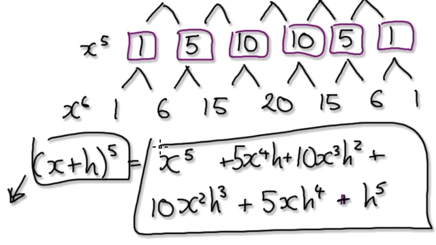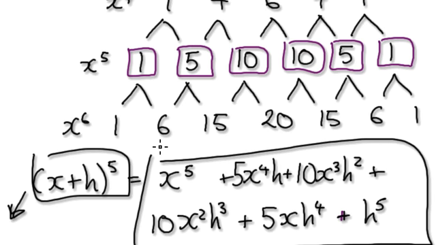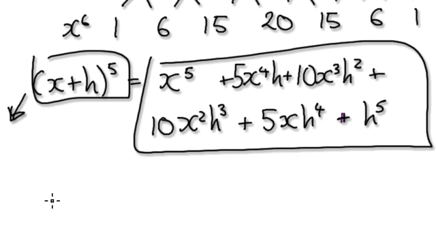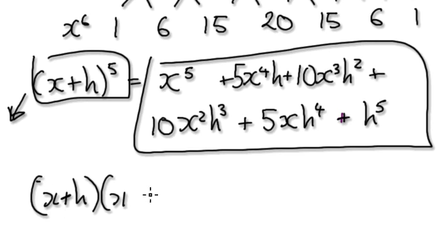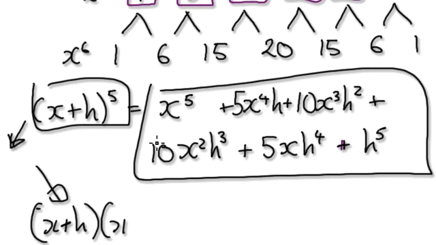It's much quicker than having to do x plus h times by itself 5 times. It is really tedious if you were to do it this way. It's much quicker to use Pascal's triangle. Okay.